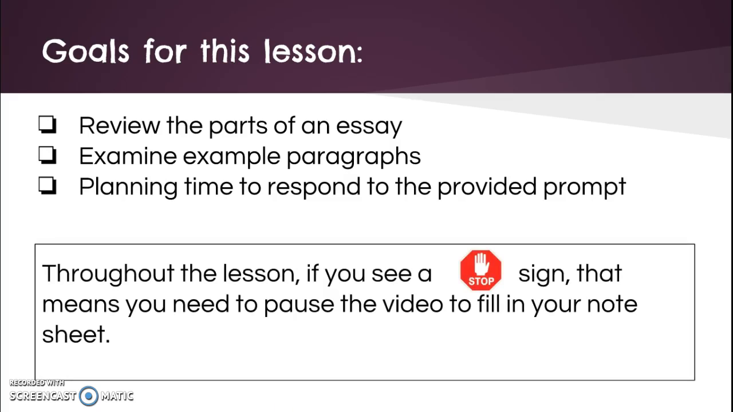Throughout the lesson, there will be stop signs in the bottom right-hand corner of your screen, and that means that you need to pause the video and fill in your note sheet or take time to read the paragraphs and highlight each part as it's directed on the slide.